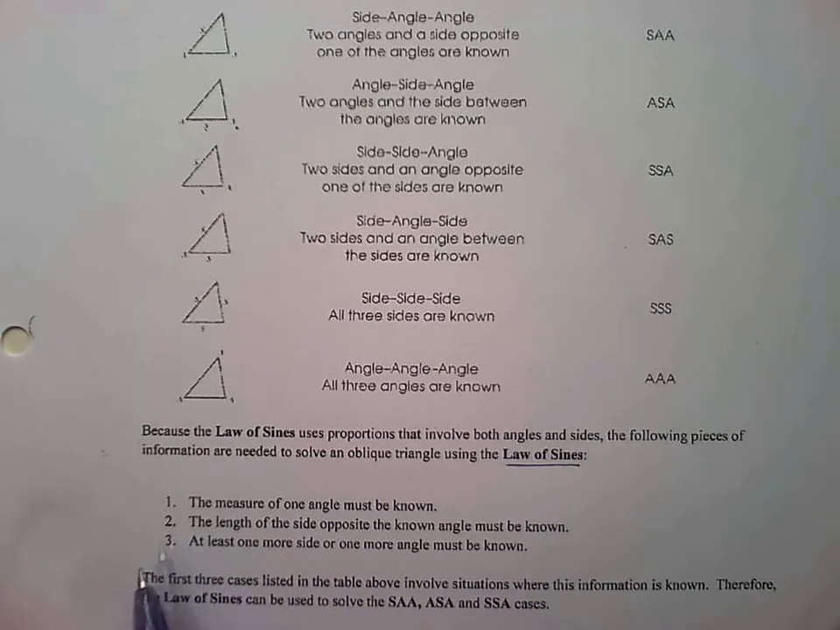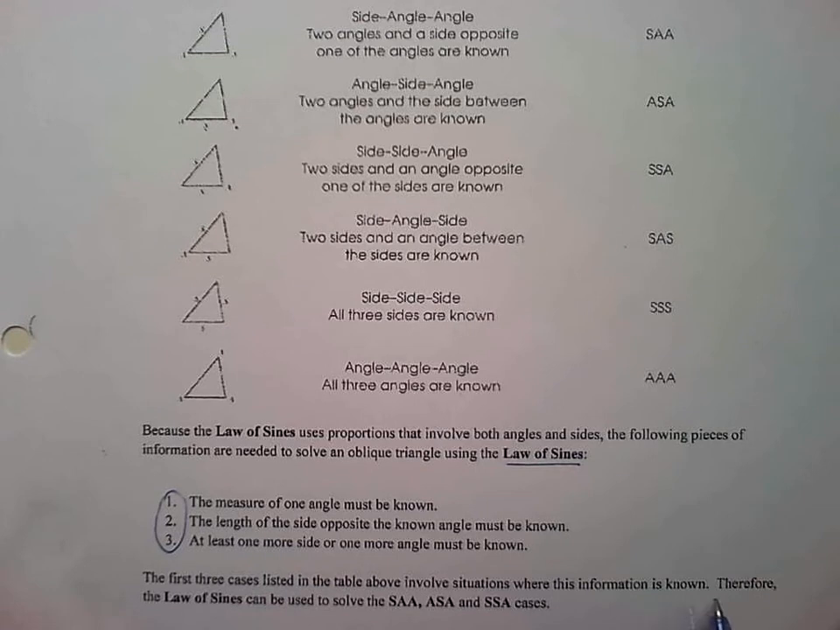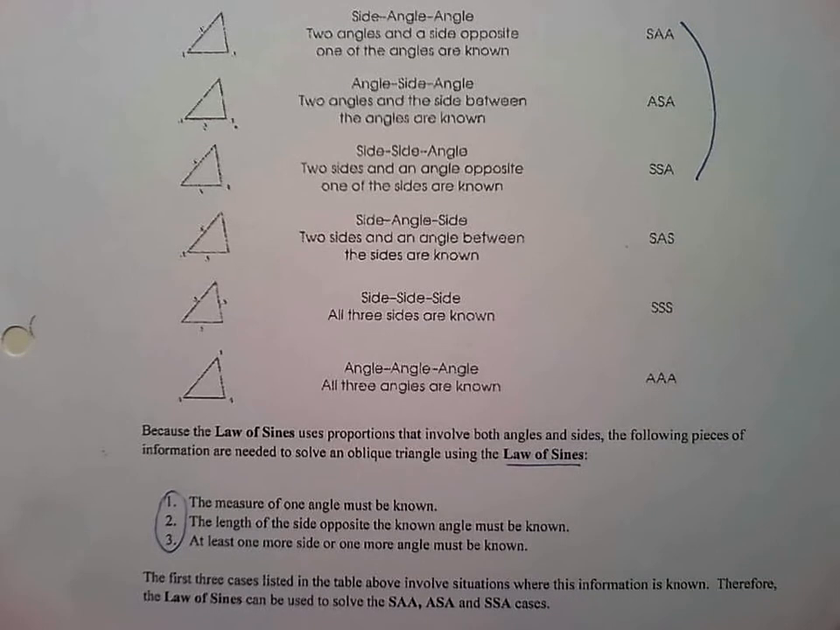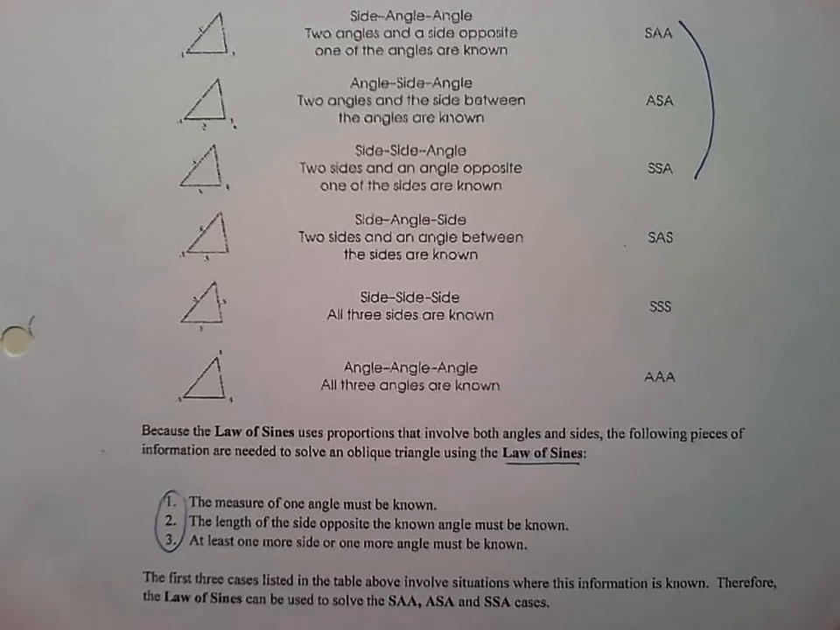We have to have the second point as well. And we also have to have the third point: at least one more side or one more angle must be known. We have to have these three things in place in order to be able to use the law of sines. Therefore, the first three cases listed in the table above involve situations where this information is known, so the law of sines can be used to solve these three up here: side angle, side angle, and side angle.